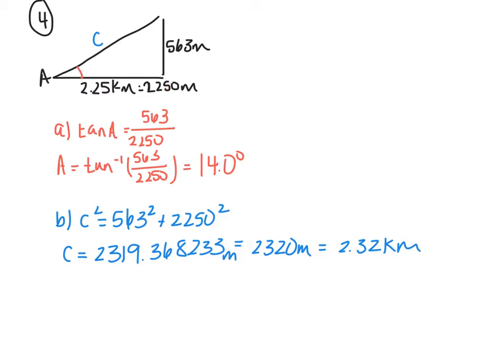We know the two sides, we do not know the hypotenuse, so I use tangent is opposite over adjacent. So the tangent of this angle A is 563 over 2,250, because I converted this into meters. You could have also converted this into kilometers and had it be 0.563 kilometers. Either way, you should have gotten 14.0 degrees when you use tangent inverse. And then part B wants us to know if she could fly straight to the top of the hill, how far would she fly? And so that would be that distance C, the hypotenuse. So I used Pythagorean theorem and got 2,320 meters, or 2.32 kilometers.